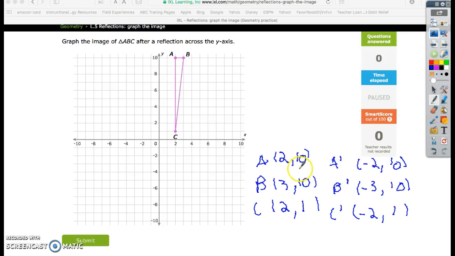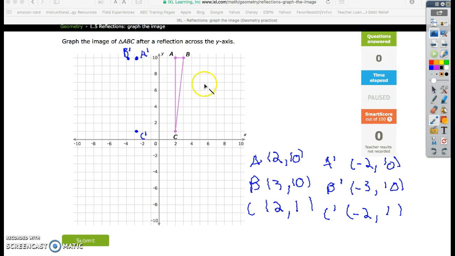After that, I go on here and I plot those points. So I have -2, 10. It's right here. A prime. -3, 10. B prime. And -2, 1. C prime. Alright. After I do that, I connect the dots.